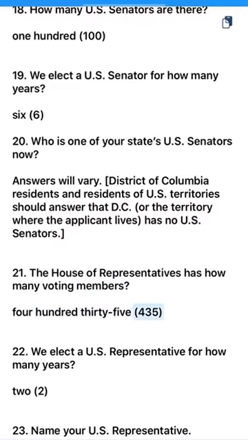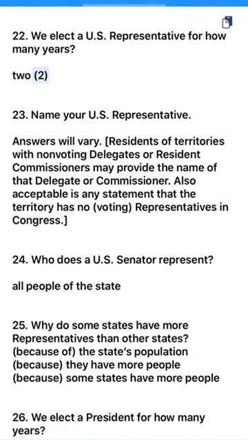21. The House of Representatives has how many voting members? 435. 22. We elect a U.S. representative for how many years? 2. 23. Name your U.S. representative. Answers will vary. Residents of territories with non-voting delegates or resident commissioners may provide the name of that delegate or commissioner. Also acceptable is any statement that the territory has no voting representatives in Congress.